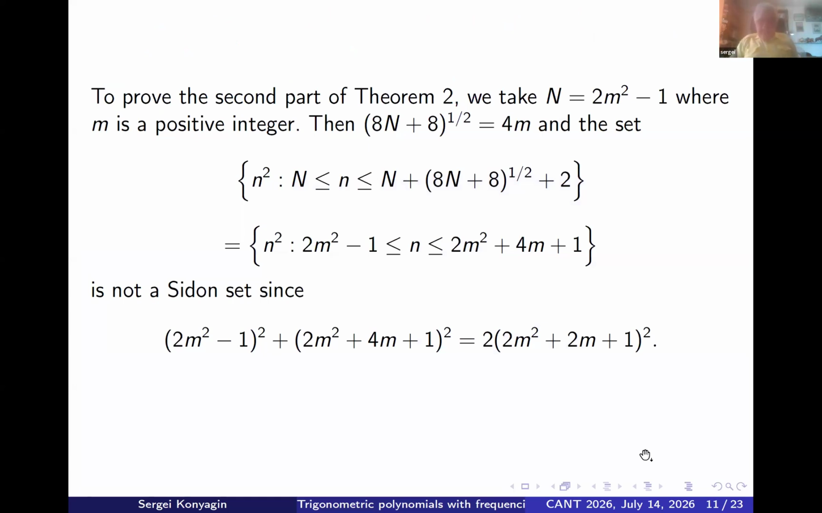Let me say a few words about the example for the second part of the theorem. To prove the second part, we take capital N equal to 2m squared minus 1. Then our segment has the following form: from 2m squared minus 1 to 2m squared plus 4m plus 1. And this is not a Sidon set because we have this representation. All these numbers are from this interval.